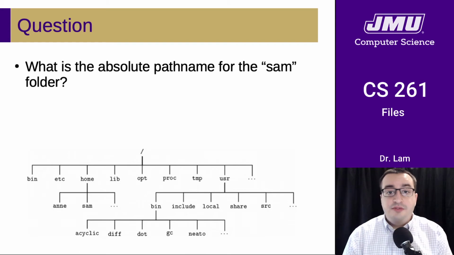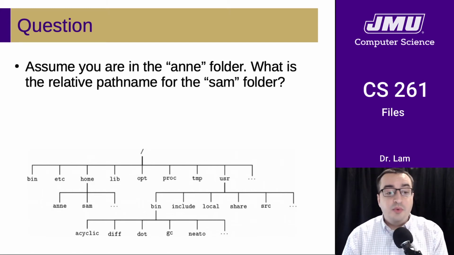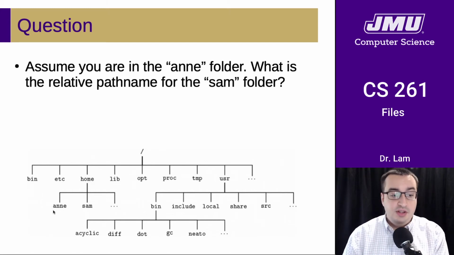Okay, so we're asking for the absolute path name, which means we start from the root. So the first folder is going to be the root folder, and then home, and then SAM. So that is the absolute path name for that folder on the system. So a follow-up question is, suppose that we're in the AN folder, so you can see that AN is another user on this system. What would be the relative path name for the SAM folder from the AN folder? So again, pause the video and see if you can write this down.